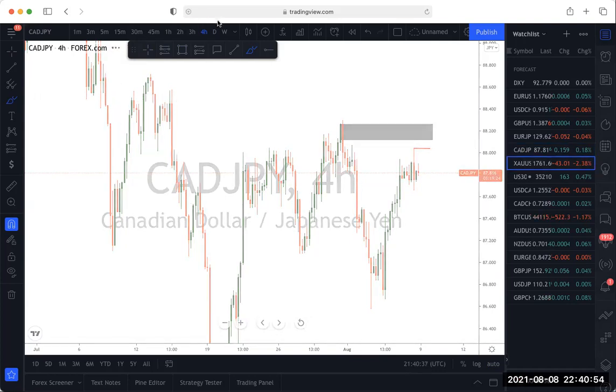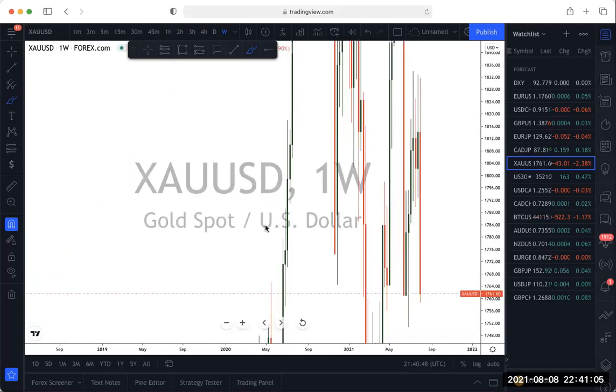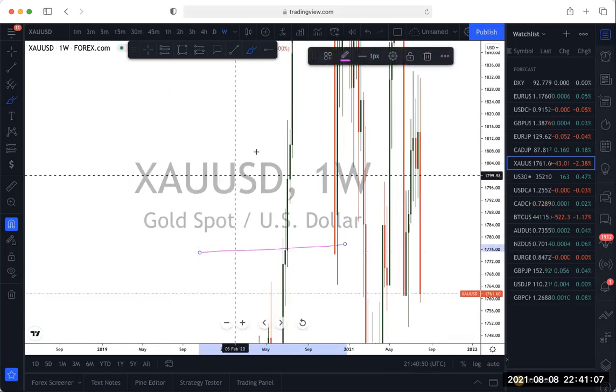So on gold for the 4-hour time frame, let me start with the weekly time frame. Actually, massive drop on that there.